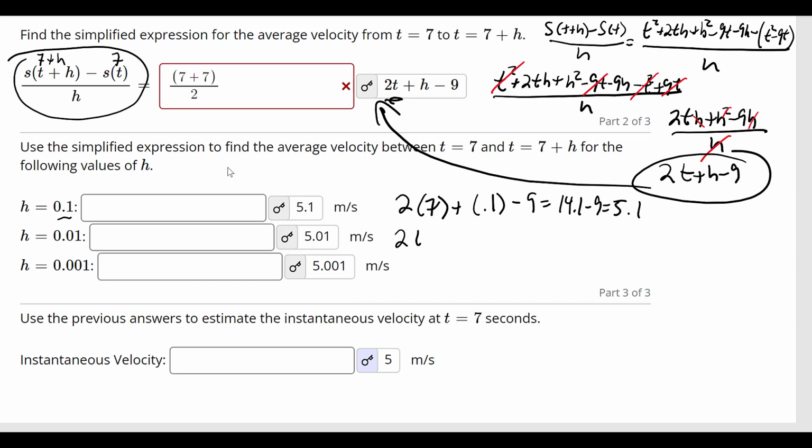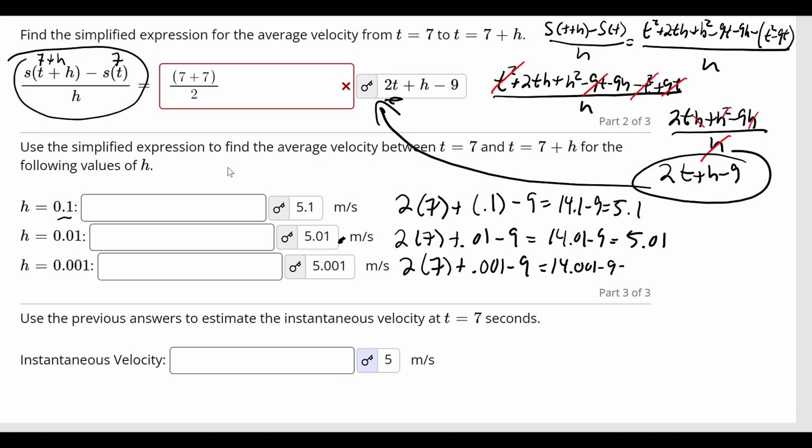Then we have 2 times 7 plus 0.01 minus 9. That's 14.01 minus 9, or 5.01. Then 2 times 7 plus 0.001 minus 9 is 14.001 minus 9, which is 5.001.